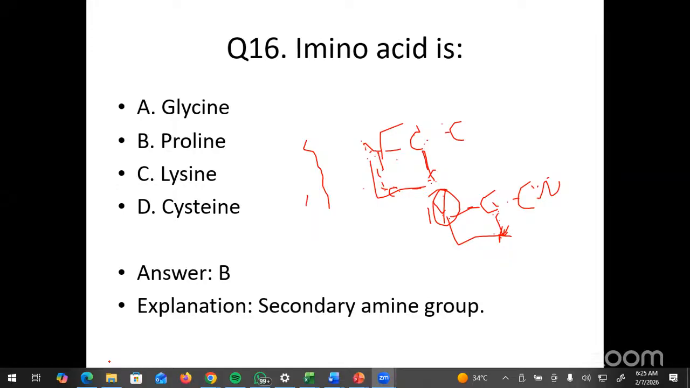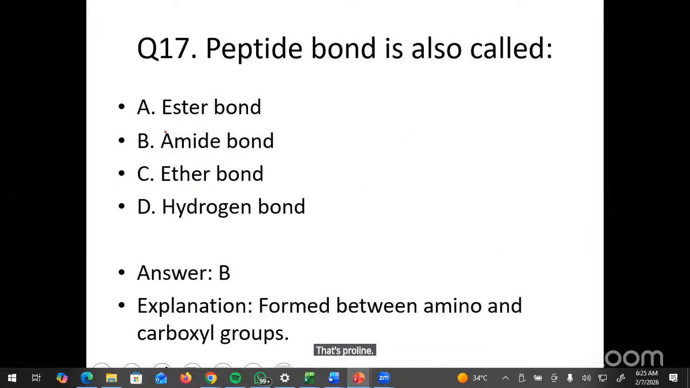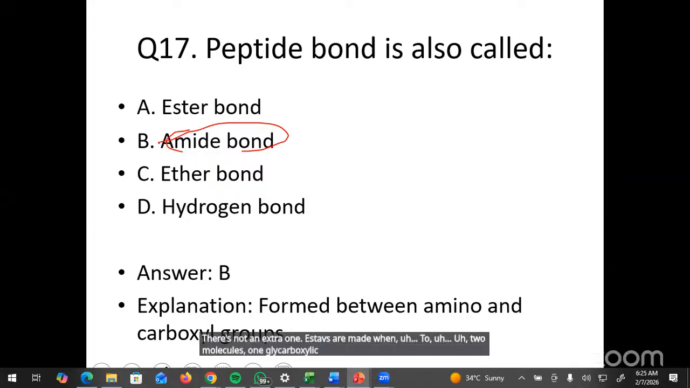So the answer there is proline. Now, a peptide bond is also called an amide bond. It's not an ester bond. Esters are made when two molecules, one a carboxylic acid and the other an alcohol, react. That's when esters are formed.